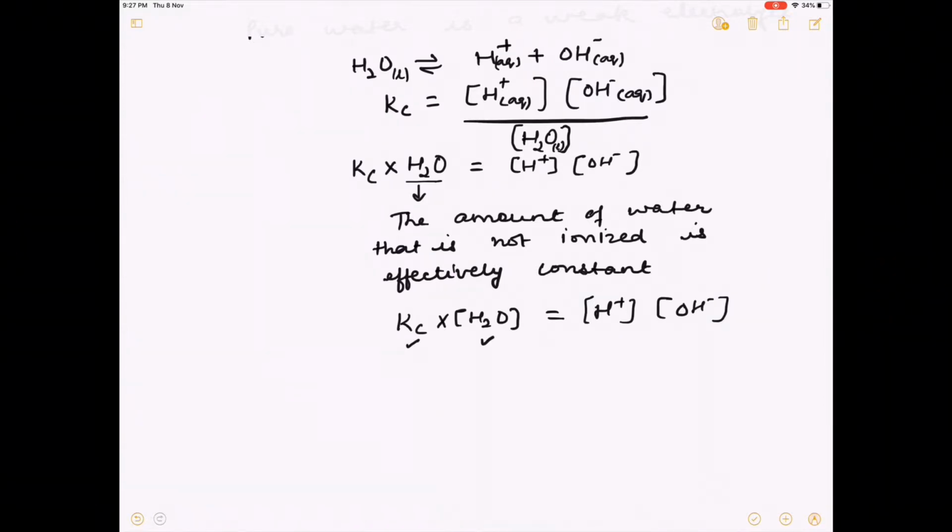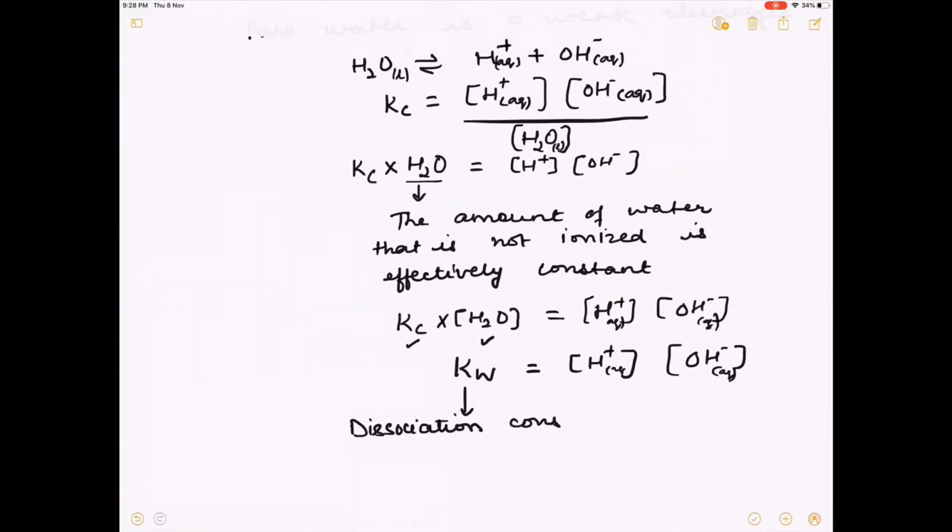So now we can rewrite this as Kw is equal to hydrogen ion times hydroxide ion. Remember, this is aqueous, okay? You can write down aqueous every time. This is aqueous. Okay, so where this Kw is known as the dissociation constant for water, right?